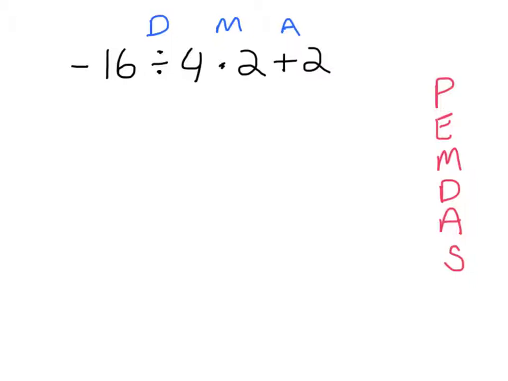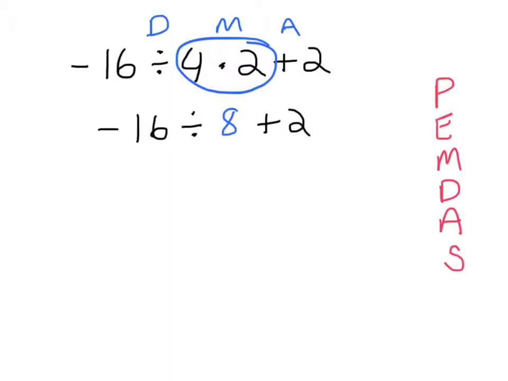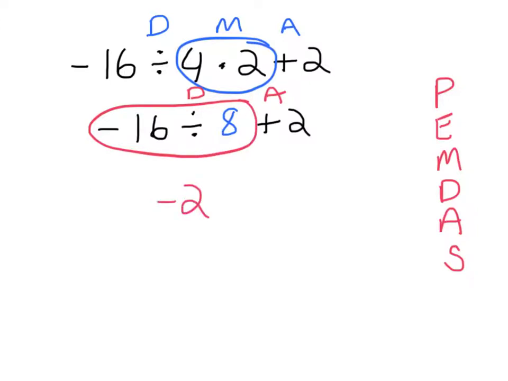Well, what comes first? When I look at order of operations, multiplication is the first thing. So I take 4 times 2, which is 8. And everything else comes down. The operations I'm using now are division and addition. Well, it looks like division comes next. So I take negative 16 and I divide it by 8, which is negative 2. And everything else comes down.